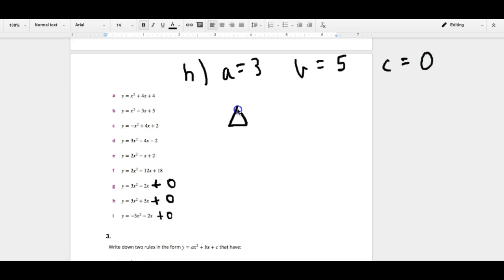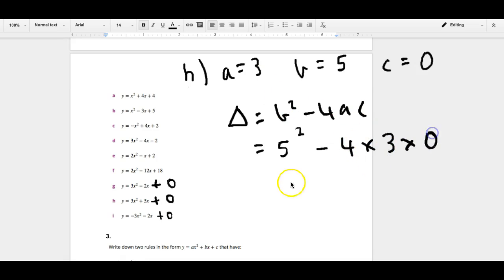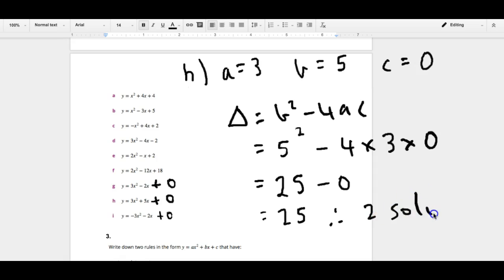Our discriminant is b squared minus 4ac. Your b is 5, so it's 5 squared. Sorry, I just wanted to double check something. 3 times 0. So 5 squared is 25. Isn't that lovely when you get a 0, because it makes everything 0. So you get 25, and therefore you have 2 solutions. That's supposed to be the N.